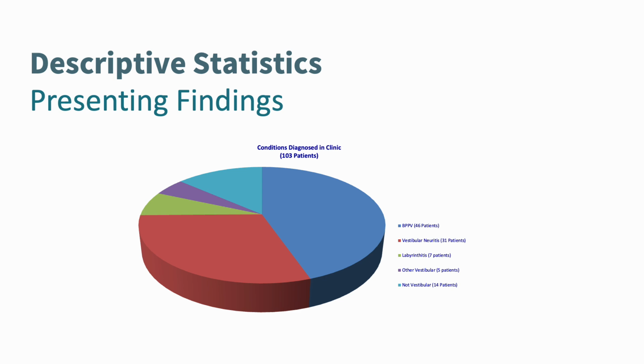And again, from tables to charts, this could be presented in many different ways, but the pie chart works quite well for it. So conditions diagnosed in this clinic, it just gives a nice clear indication straight away that BPPV was the most commonly diagnosed condition in that clinic, and that other was the least common. Other vestibular, in this case, would have been written up, but Meniere's and vestibular migraine and things like that. So it draws your attention quite quickly to what's happening.